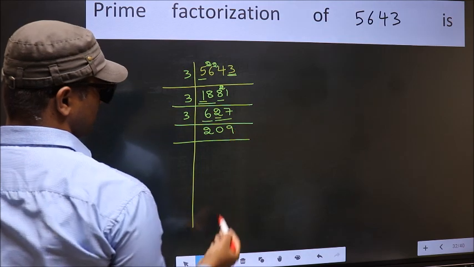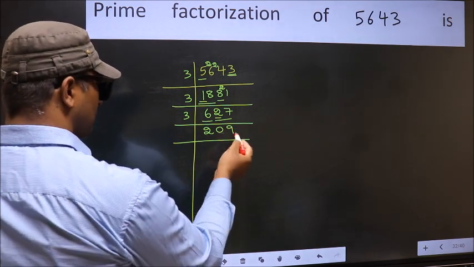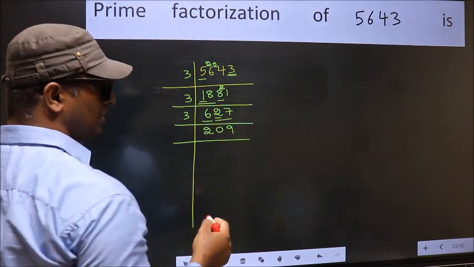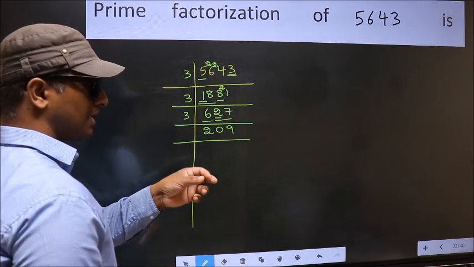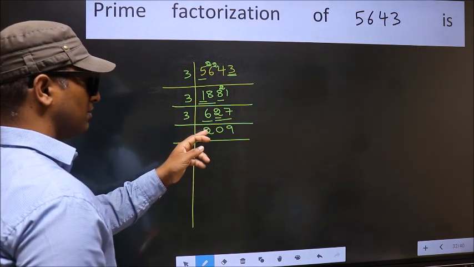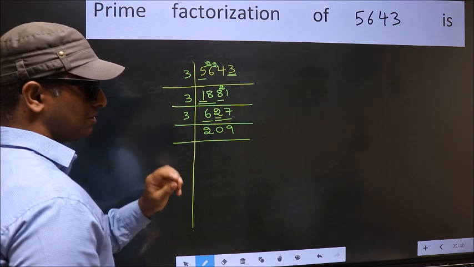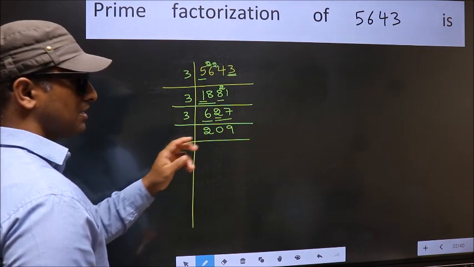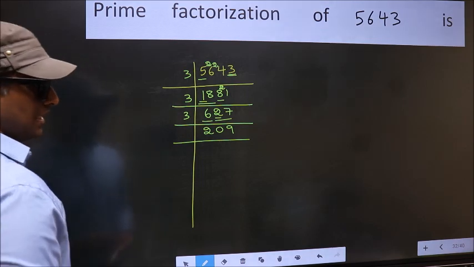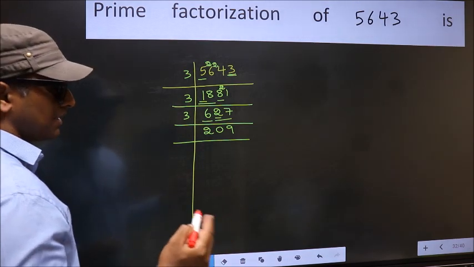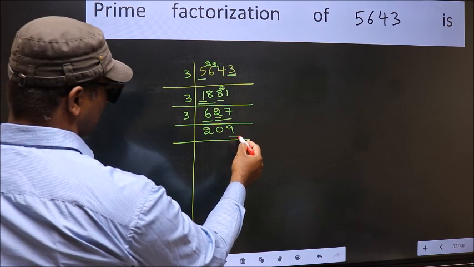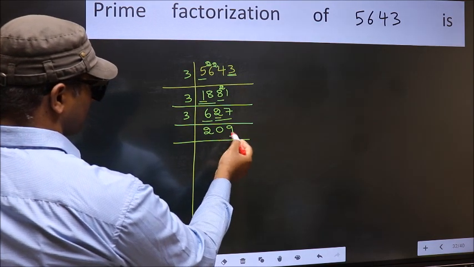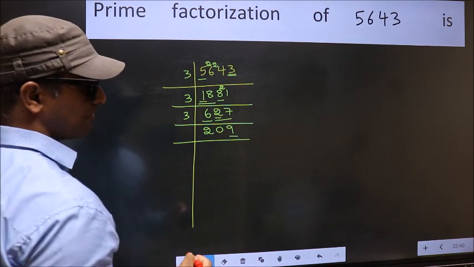3 9's 27. Now to check whether it is divisible by 3 or not, we add the digits. 2 plus 0 plus 9 equals 11, and 11 is not divisible by 3. So this number is also not divisible by 3. Next prime number 5. The last digit is neither 0 nor 5, so this is not divisible by 5.